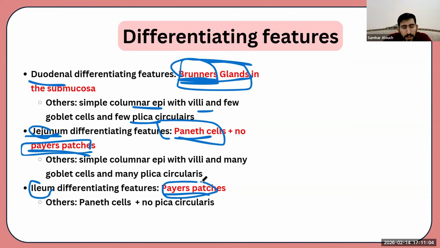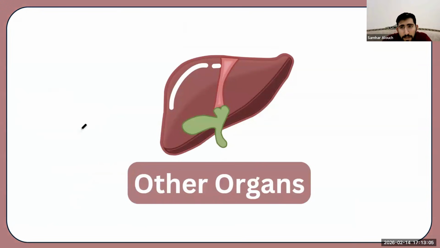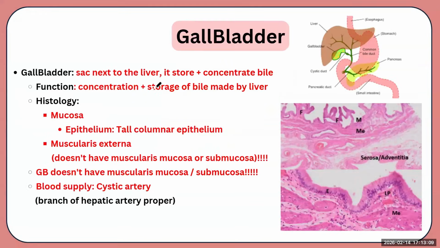Ileum, it has Peyer's patch. Okay? How to differentiate between Brunner's gland and Peyer's patch? Peyer's patch is in the mucosa. Brunner's gland is in the submucosa. Clear? Okay, finally we have gallbladder and then Abdul will continue.